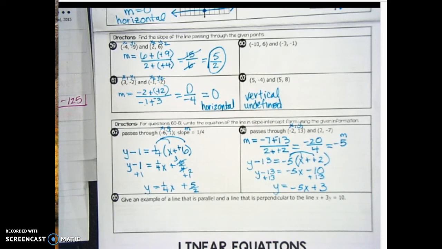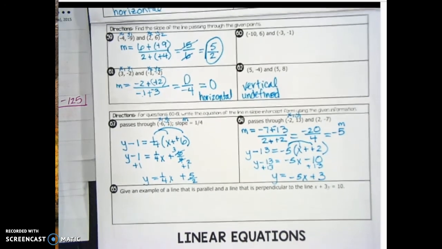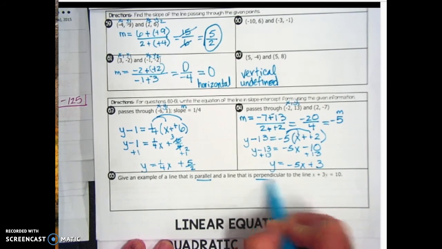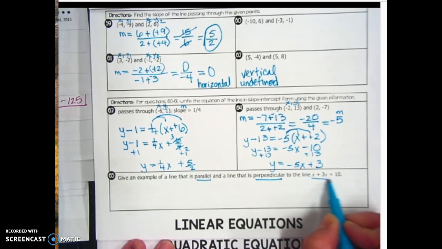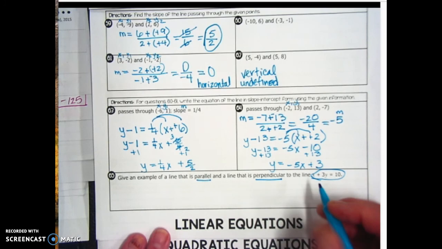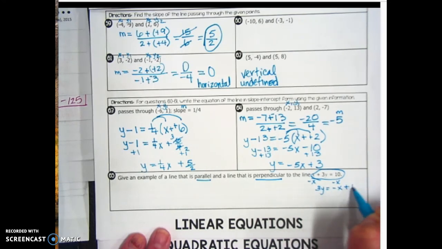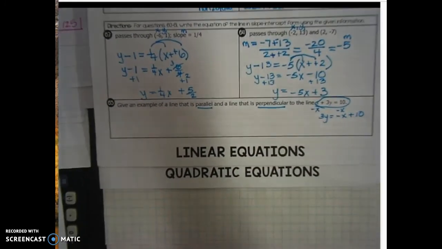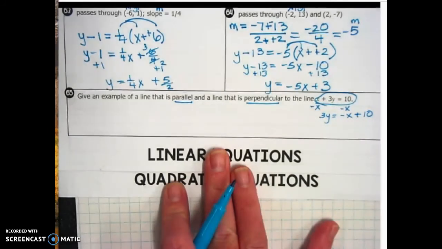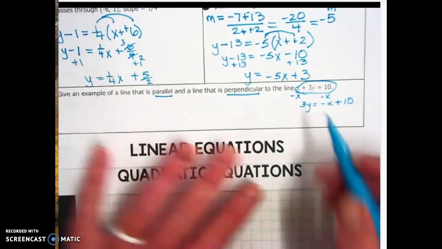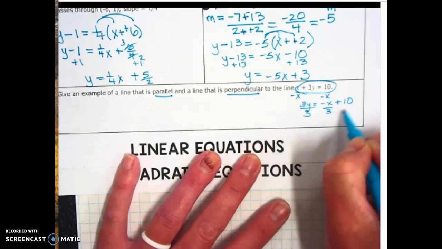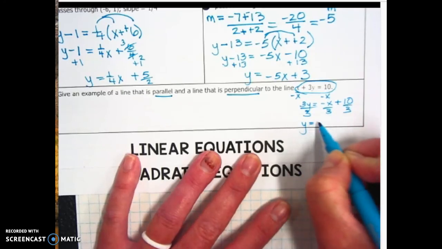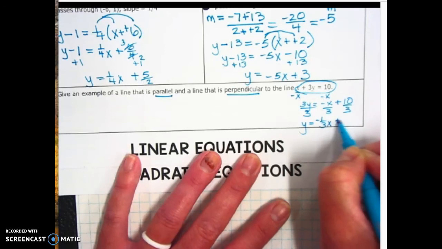All right. Last little box down at the bottom, give an example of a line that is parallel and perpendicular to this line right here. So we want to start with our x plus 3y equals 10. We're just going to subtract x from both sides. That leaves us with 3y equals -x plus 10. Then we just divide, because that's super small. Let me make it a little bigger. Sorry. There we go. Divide everything by 3. And we get y equals -1/3 x plus 10/3.